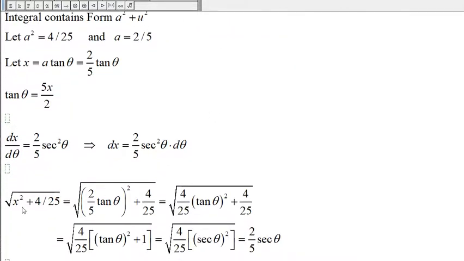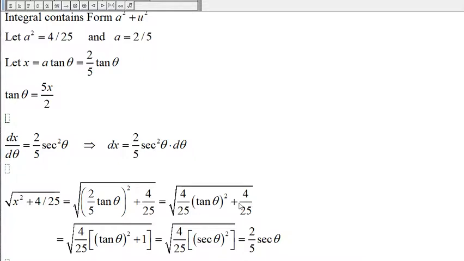So let's go ahead and write this square root expression right here in terms of theta. We have the square root of x squared plus 4 over 25. x is 2/5 tangent of theta, so in the place of x, we have 2/5 tangent of theta, and then squared. 2/5 squared is 4 over 25, and then we have tangent squared, and then plus 4 over 25.